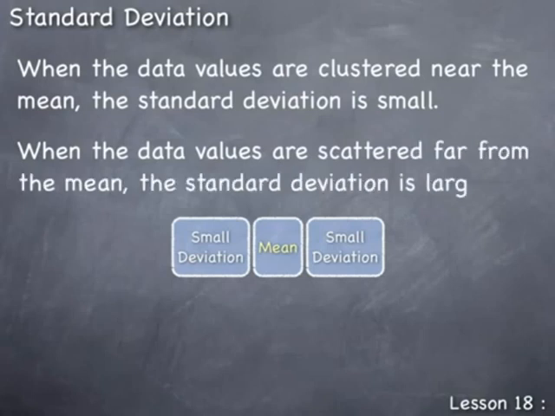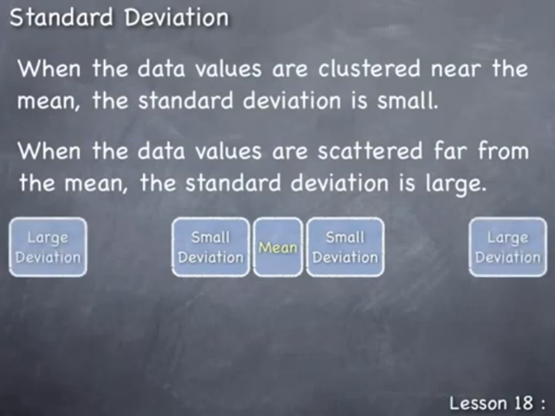When the data values are scattered far from the mean, the standard deviation is large. So when the data values are far from the mean, the result is a large deviation. Hence, when the standard deviation is calculated, we get a large result.